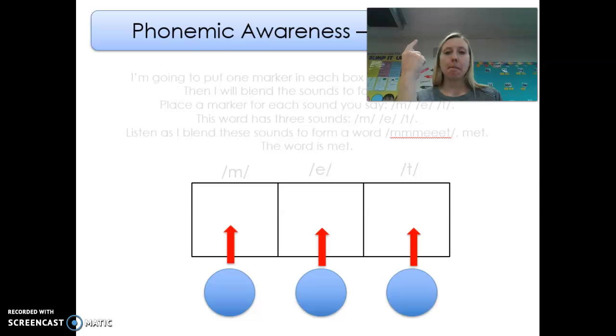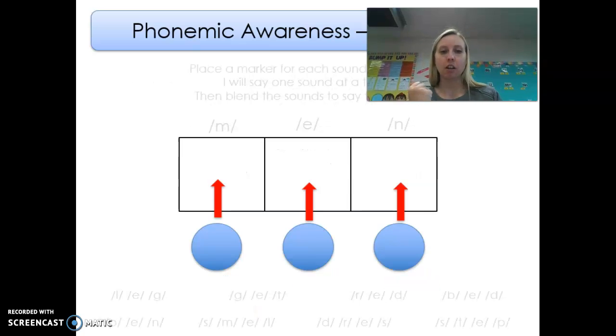So, t. The word is met. There are 3 sounds. Let's do some more. G. The word is leg. There are 3 sounds. G, et. The word is get. There are 3 sounds. D. The word is red. There are 3 sounds.